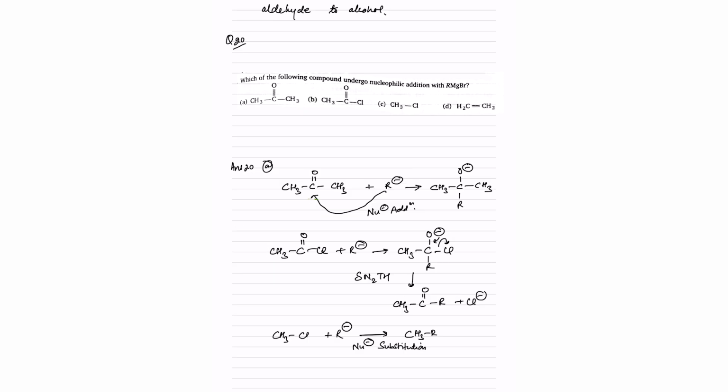Now question number 20. In question number 20, they ask which of the following compounds can undergo a nucleophilic addition reaction with RMgBr. So with RMgBr, R minus gets generated, which can act as a nucleophile as well as a base. If I take the first compound, it is a ketone. In this ketone, there is a delta positive charge over here. R minus will attack on the carbon, oxygen will become O minus. So this is your nucleophilic addition.